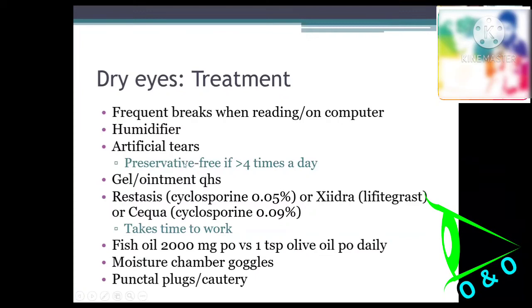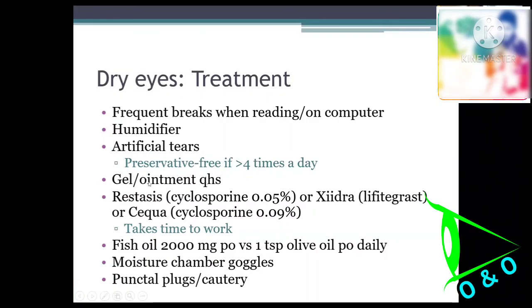Artificial tears, of course. Bottled artificial tears, I tell people not to use them more than 4 times a day because the preservative can actually start to cause toxicity. So switching to preservative-free if they're using drops more than 4 times a day is something that I recommend. Gel or ointment at night.